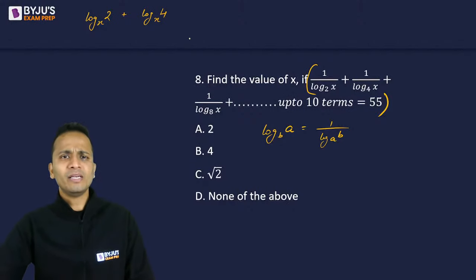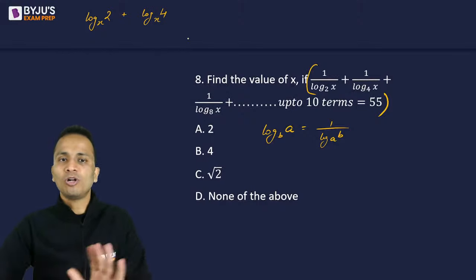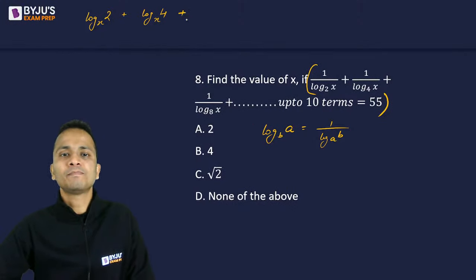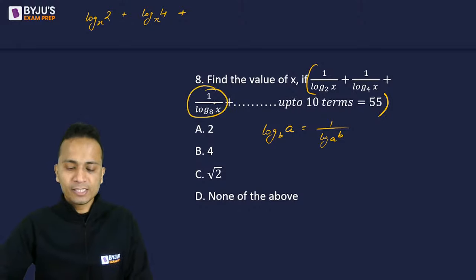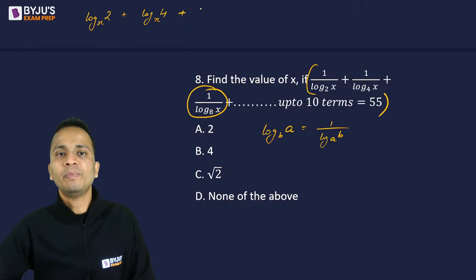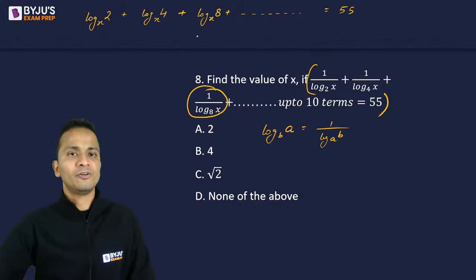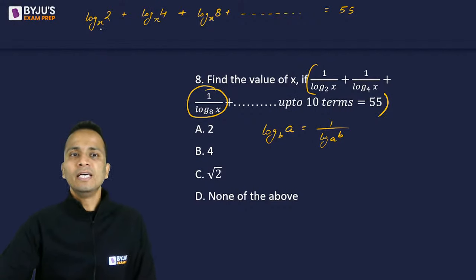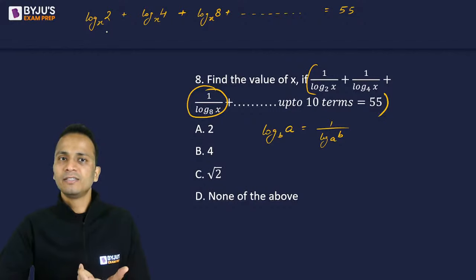So this is what I'm doing. I am making the bases common for all these terms. The third term, it is 1 upon log of x to the base 8. So this will be written as log of 8 to the base x, and so on. There will be 10 terms and it is given equal to 55, right? Okay, now let's club all these terms on the left hand side.